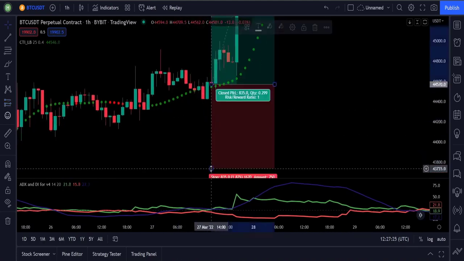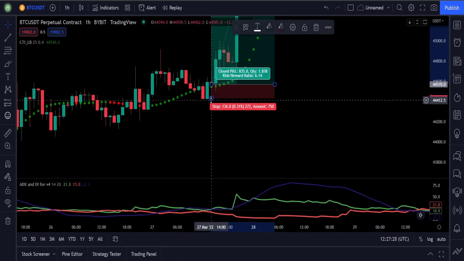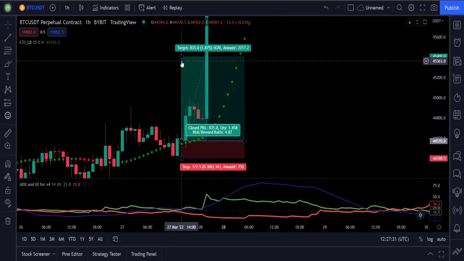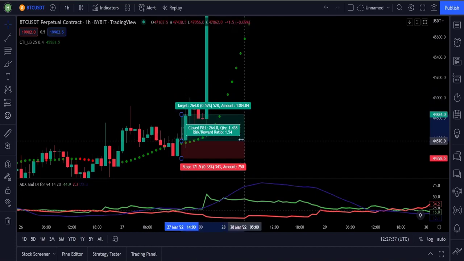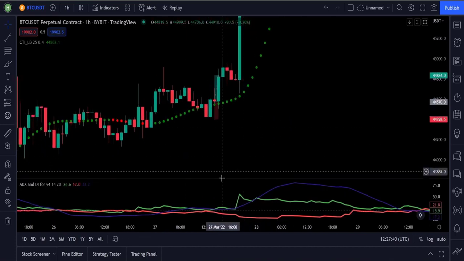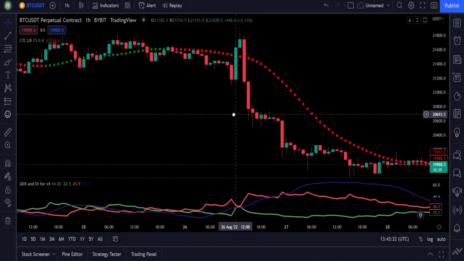So we'll enter this trade and keep our stop loss at the recent swing low, keeping the risk to reward ratio 1 to 1.5. We'll hit profit right here. Now, let's understand the short positions.